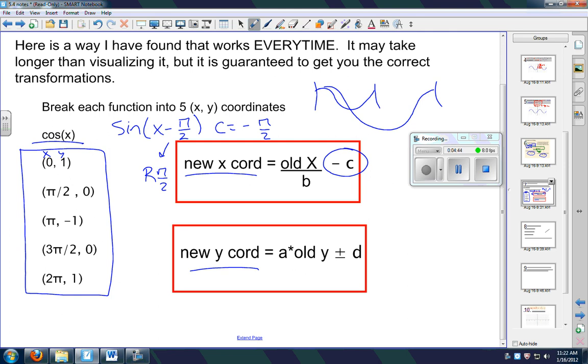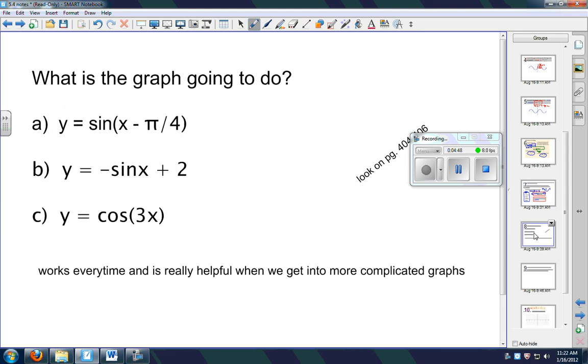Write them down, box them up. Let's look at how we actually graph some of these. So first one here, we got a sine of x minus pi over 4. It's not just your standard sine graph, but we're going to be transforming it. So you look at it: A is going to be a 1, B is going to be a 1, C is going to be a negative pi over 4, and D is going to be a 0.